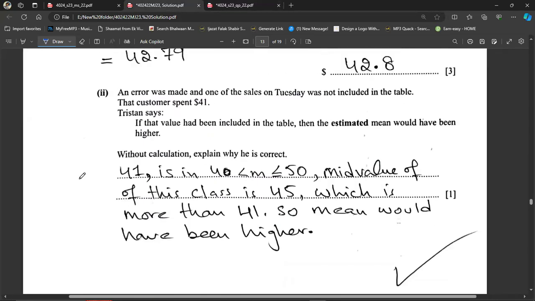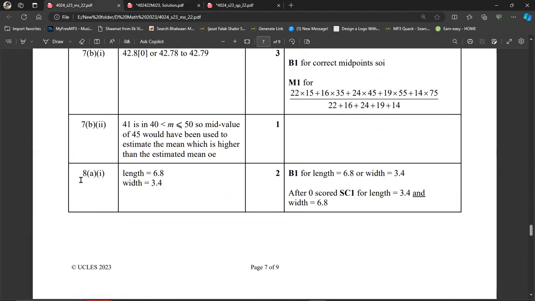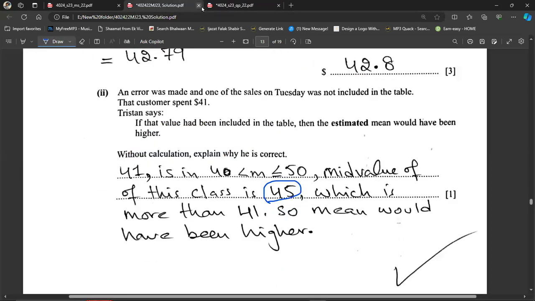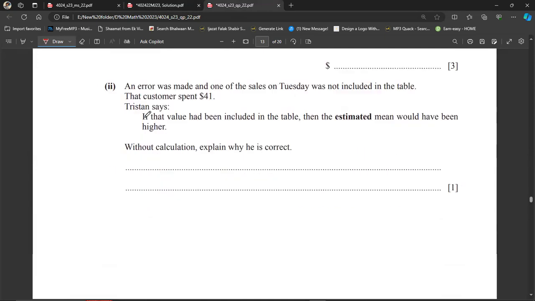So I hope you understand what I'm talking about. 41 is in this class, which is from 40 to 50. The mid value of this class is 45, which is more than 41. So the mean would have been higher. The estimated mean would have been higher because you will use 45 as the class mark, whereas the actual number entered is 41. I hope you understand what I'm talking about. This is the answer. You can pause the video and take your time. So here we go. So I hope you understand.